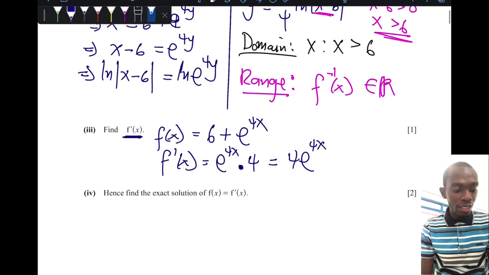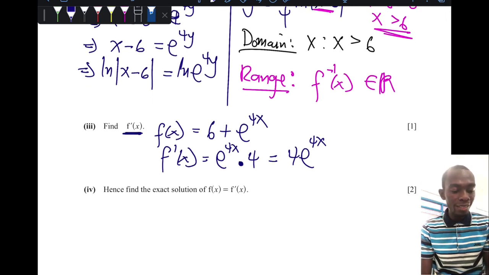Then the next thing that they want us to do is to find the exact solution when we equate the function to its derivative.